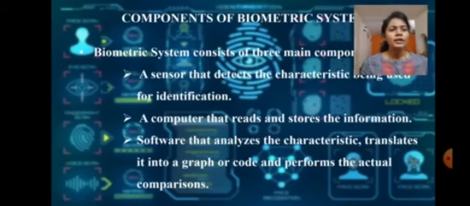So who are the participants in this biometric system? There are three important components that participate in a biometric system. The first is the sensor, the second is the computer and the third is the software. So what is a sensor? It detects the characteristics being used for identification. When a person comes in contact, the sensor detects the distinctive features of that particular individual, so that it captures the features of the particular organ.